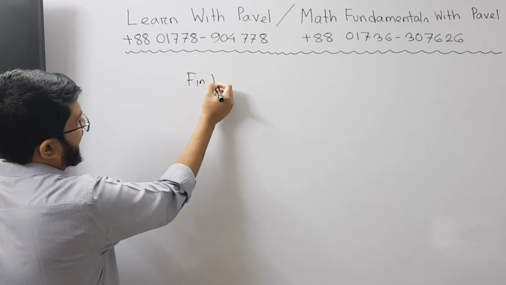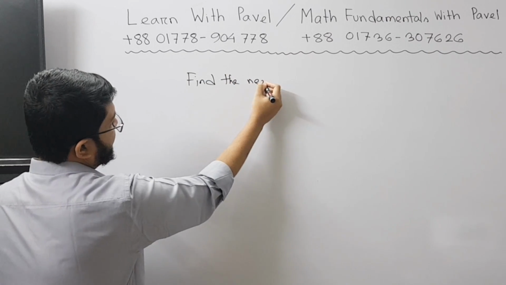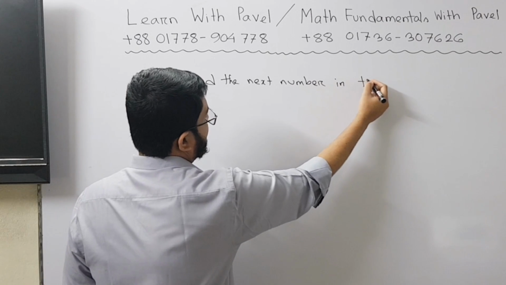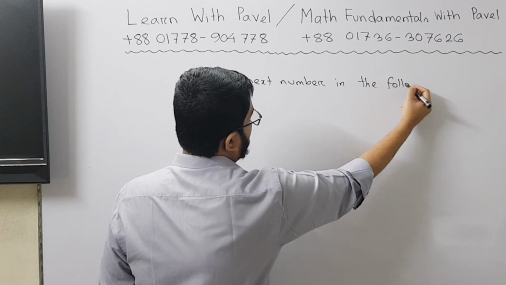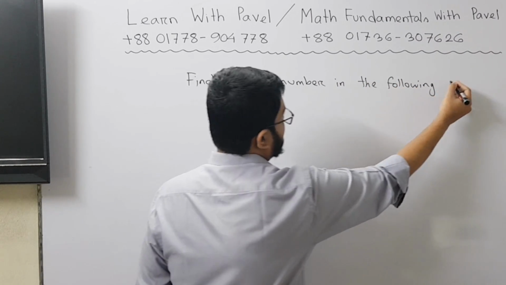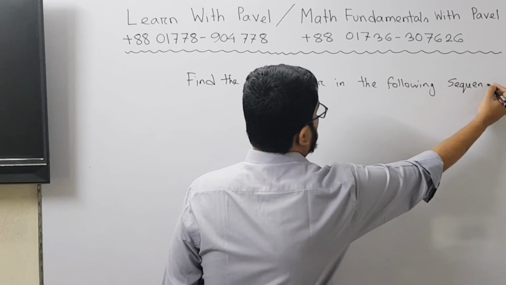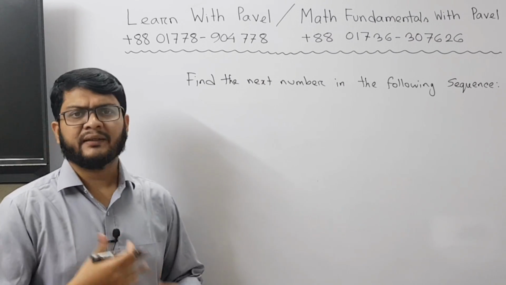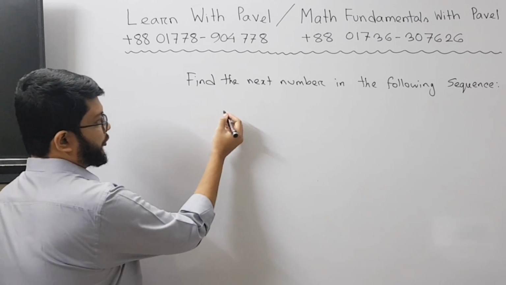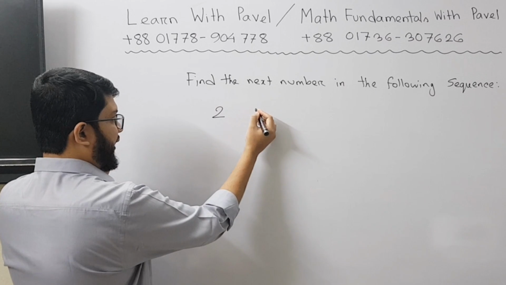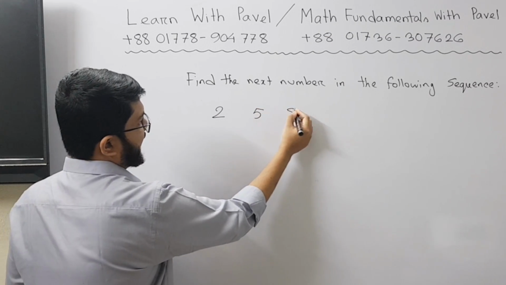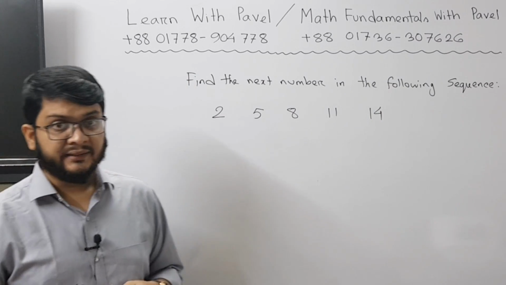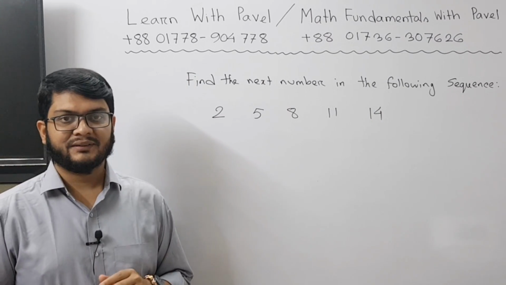Find the next number in the following sequence. This is a very common question in patterns. You have to find out the next number. Suppose the first number is 2 and then the next number is 5, then 8, then 11 and then 14.